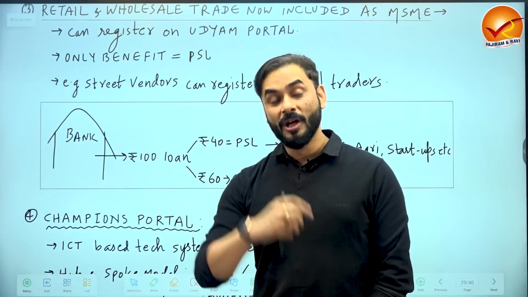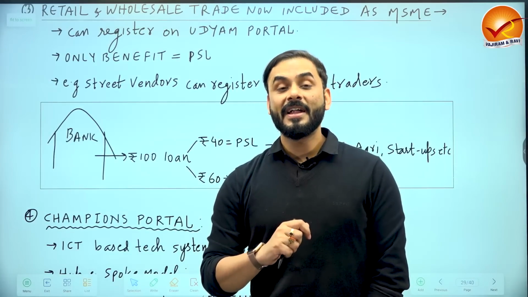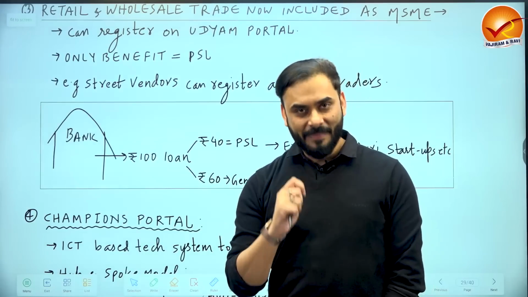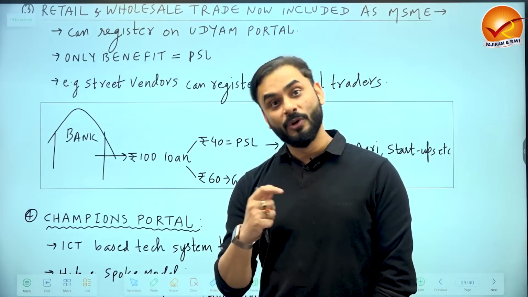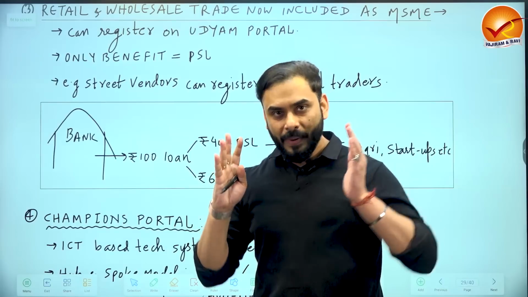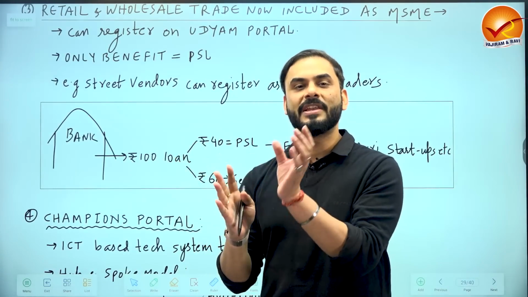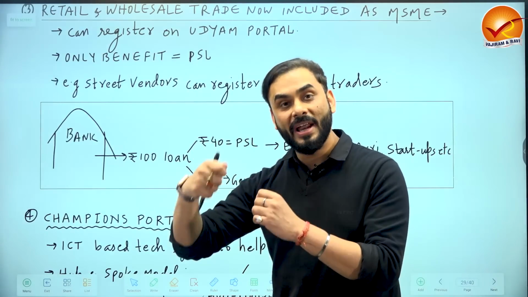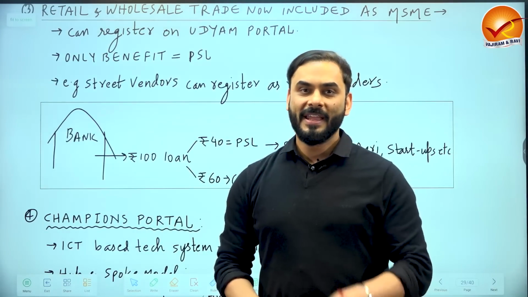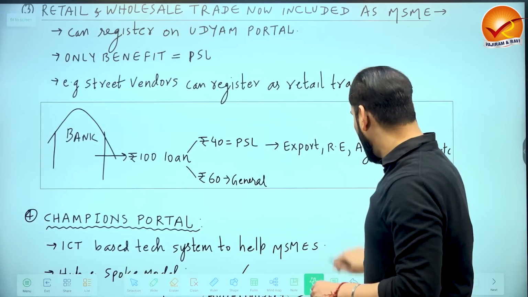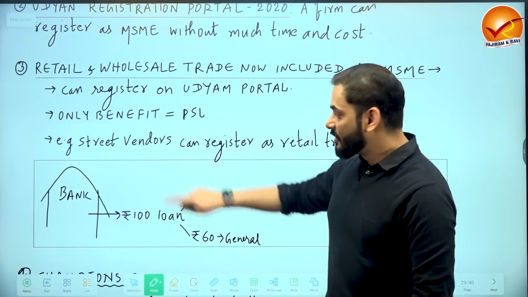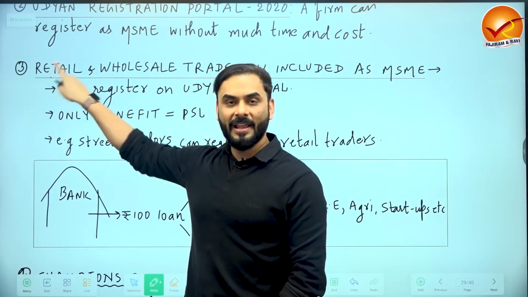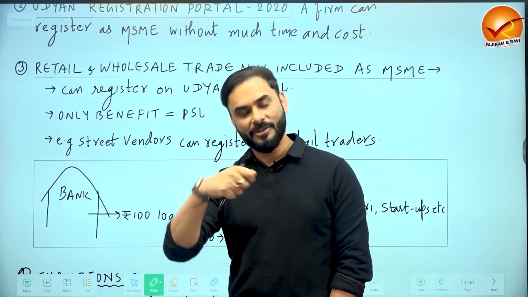So what did the Government of India do? Now the Government of India says that if you are a street vendor, we will call you a retail trader. Similarly, the Government of India has also introduced wholesale traders. So wholesale traders sell bulk goods and retail traders sell small amounts of goods. Both these retail and wholesale traders have been included in the definition of MSMEs now. Example, street vendor. Earlier street vendor was not a part of MSME, but now this street vendor is a part of retail trade. And you know, retail and wholesale are a part of MSME. So street vendor is also a part of MSME.